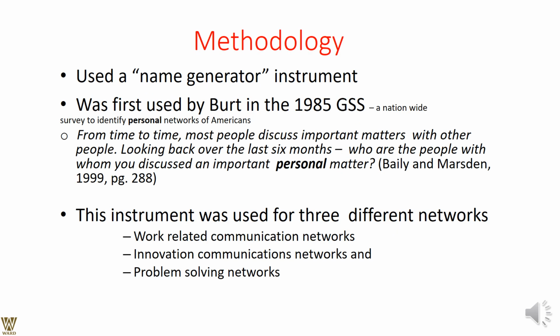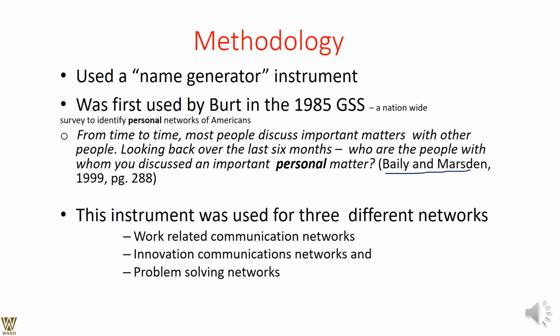So let us understand the methodology. Used as a name generator instrument, definitely yes. Organizational network analysis, a name generator instrument, was first used by Burt in 1985. Remember, it's way back in 1985 when we used it to identify the personal networks of Americans. From time to time, most people discuss important matters with other people. Looking back over the last 6 months, who are the people with whom you discuss important matters, personal matters, let's say. This was propounded in 1999 by Bailey and Marsden.